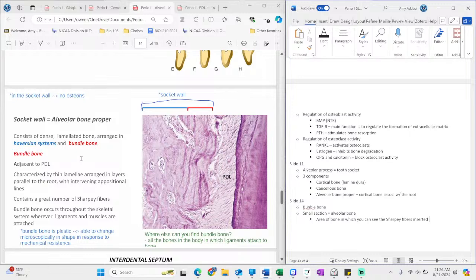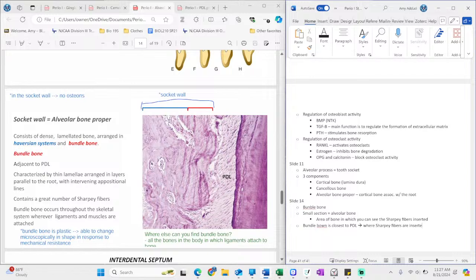So all this area here is cortical bone, right? The very surface, the first third, that is the area where the bundle bone is located. So just to be sure, bundle bone is the closest area of cortical bone next to the PDL and is the area in which the Sharpey fibers are inserted.